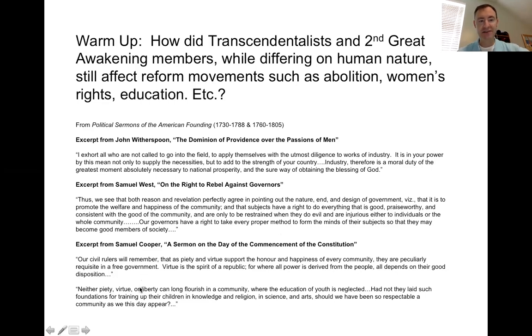Okay, I'm going to pop down the last one here because this deals a little bit more with government and virtue within it, something we left last time. Look at what it says. "Our civil rulers will remember that as piety and virtue," again, that strong word, guys, you almost always hear in founding documents, "the honor," now keep in mind, that's the British spelling. So this is before the American English Dictionary by Webster, excuse me, had to think there for a second, okay? "But happiness of every community, they're particularly requisite of free government." Again, government that's of the people, by the people, for the people.